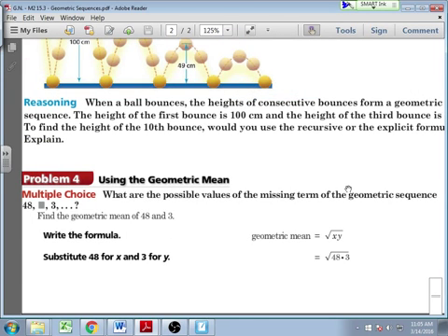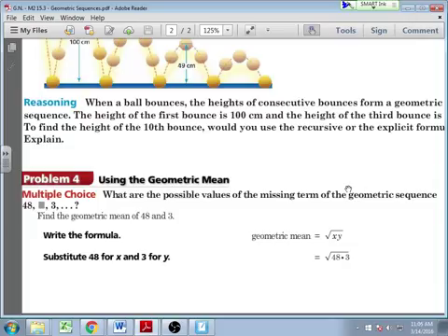What are the possible values of the missing term of the geometric sequence here? Well, again, we're finding geometric mean. So we know that because it's in an exponential model, we're going to use roots. Oh, I think we pretty much talked about all this. Oh, to find the height of the 10th bounce, you could use both, right? Yeah, we could use both.